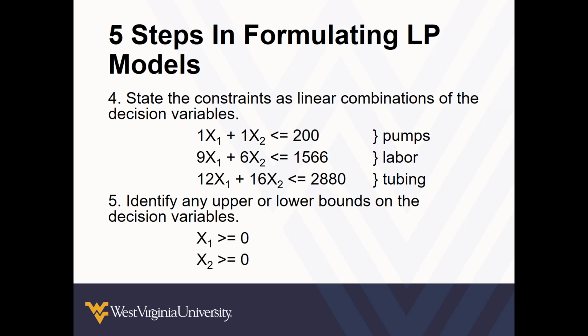We also cannot produce a negative number of hot tubs, so number 5 identifies any upper or lower bounds on the decision variables, and that is that x1 must be greater than or equal to 0, and x2 must be greater than or equal to 0 as well.